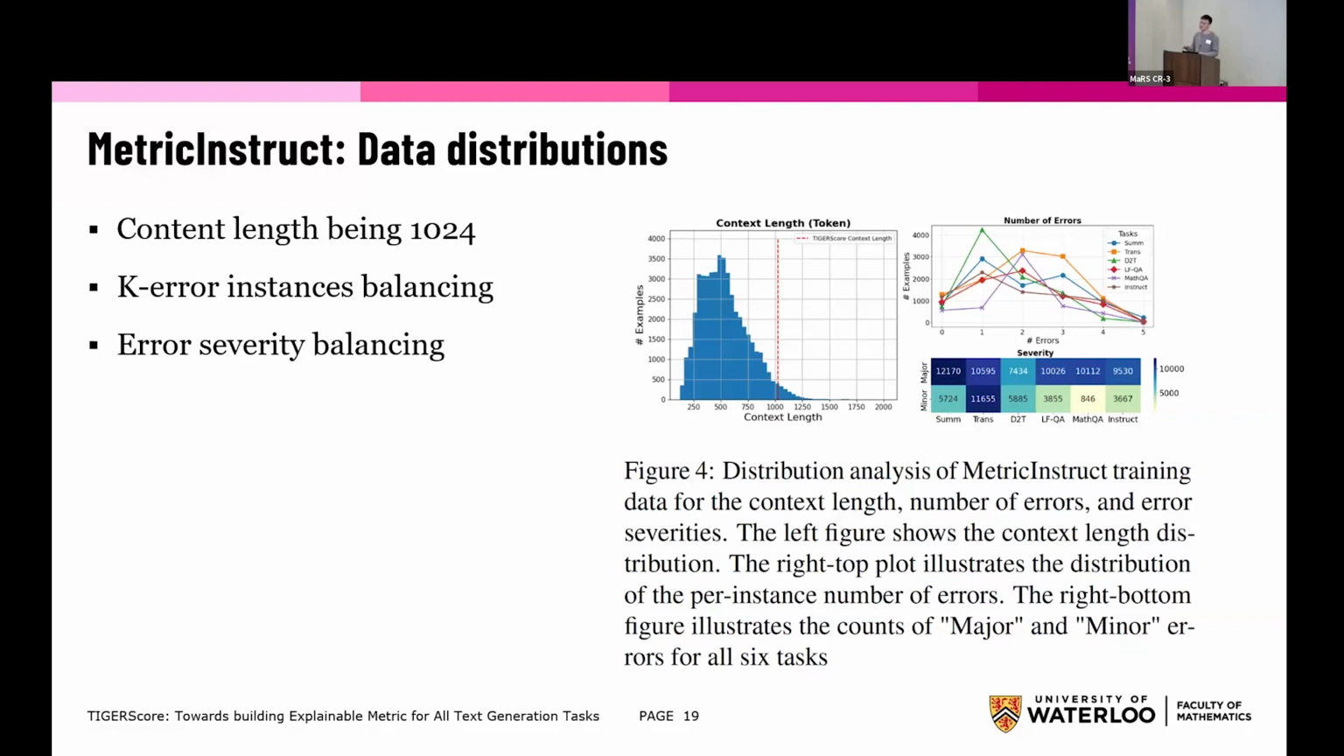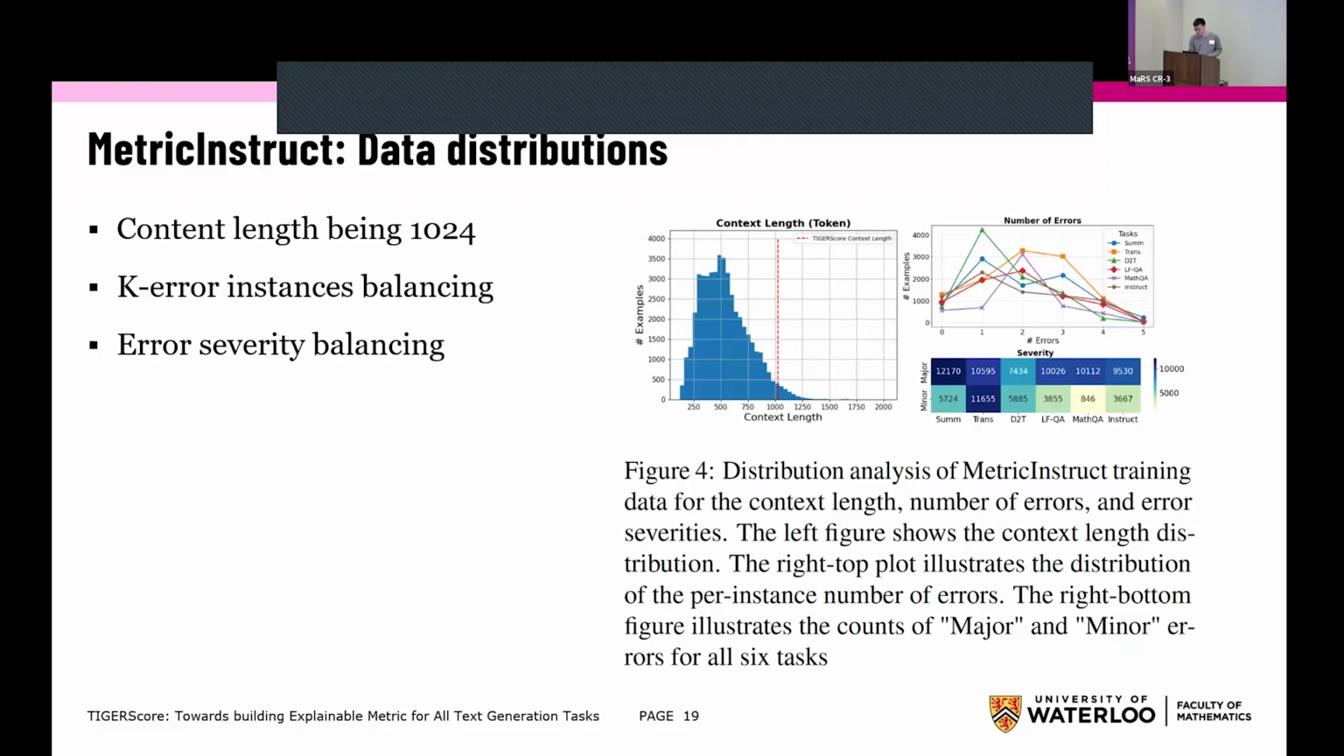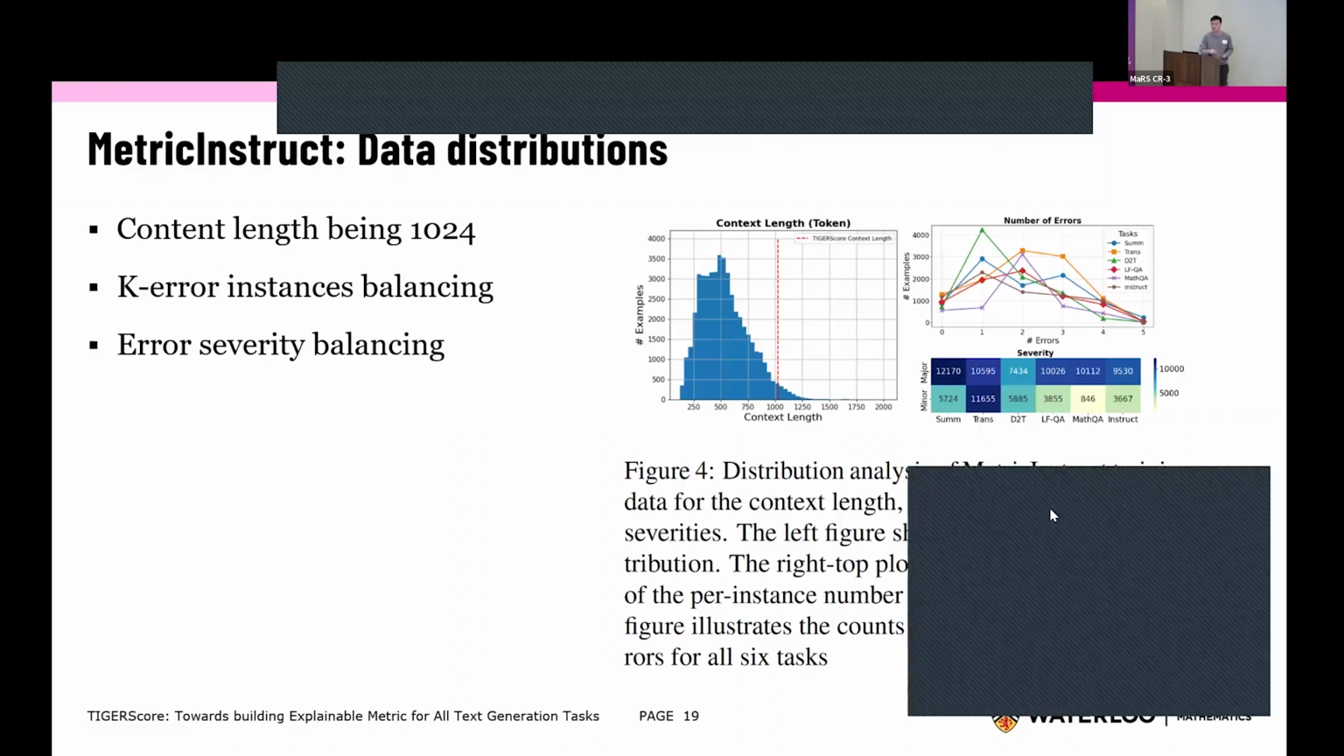We want TIGERScore to know how many errors there are, different severities of errors, and different numbers of errors. We also balance the severity of the errors. We count this by the penalty score of the GPT-4 outputs.